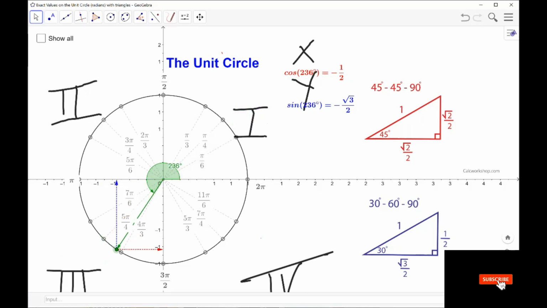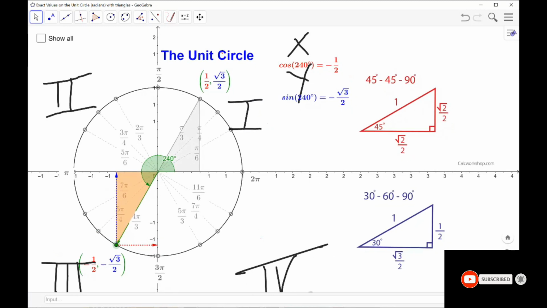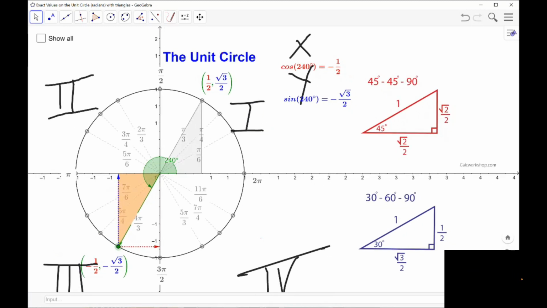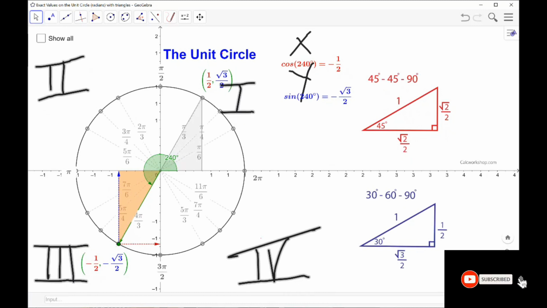Continue making our way around. So the 240 corresponds to 60. The only difference would be both the x and y are negative. So cosine of 240 would be negative 1/2, and the sine of 240 would be negative √3/2.